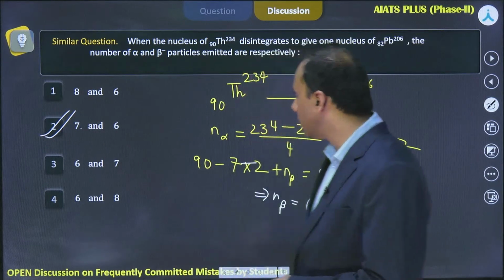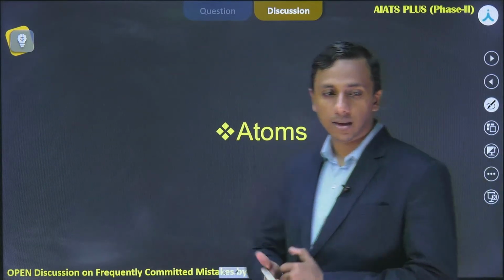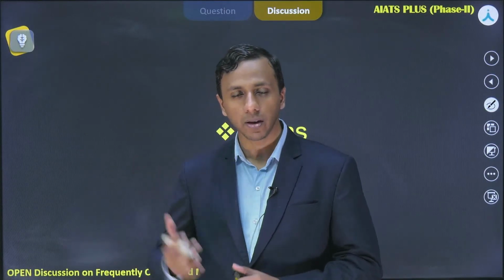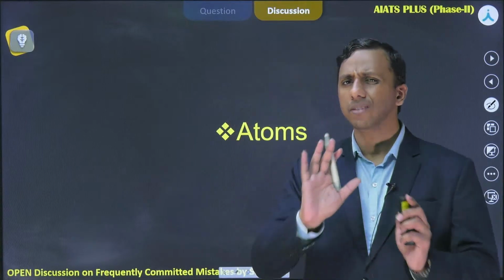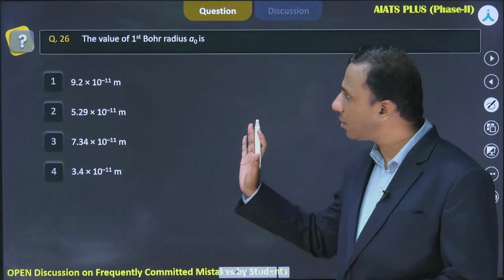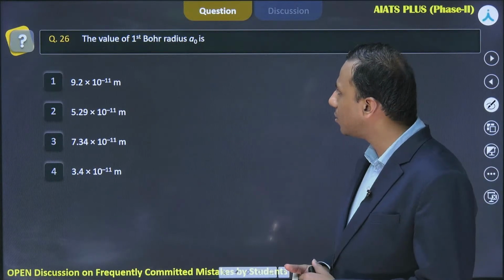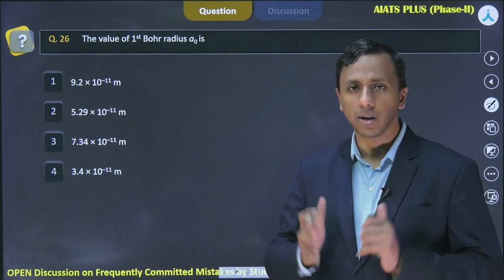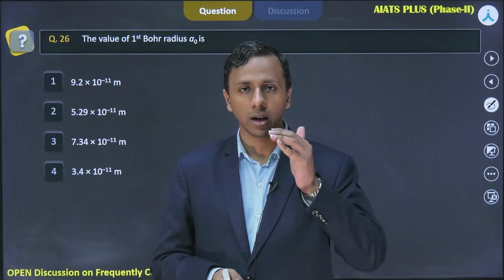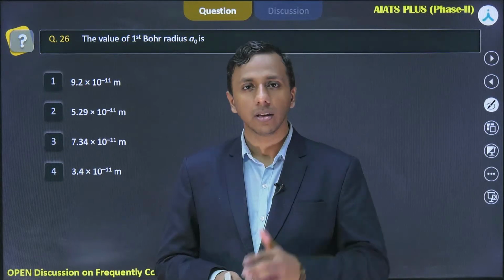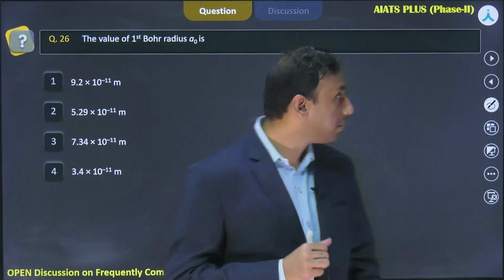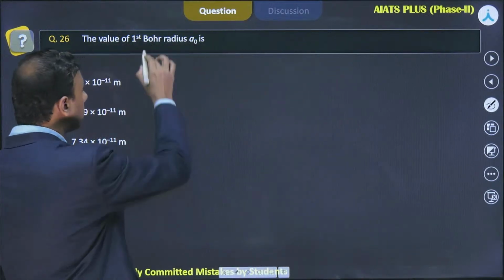All right? Very well. So let's finish our today's lecture with the last topic, atoms, right? Some basic questions this one would be having. Let's see over here. See, very, very basic question, right? The value of first Bohr radius A0. See, for this one, you need to remember the expressions for the radius of nth orbit, the velocity of electron in nth orbit of which atom? Hydrogen atom, right? So we are talking about hydrogen atom.